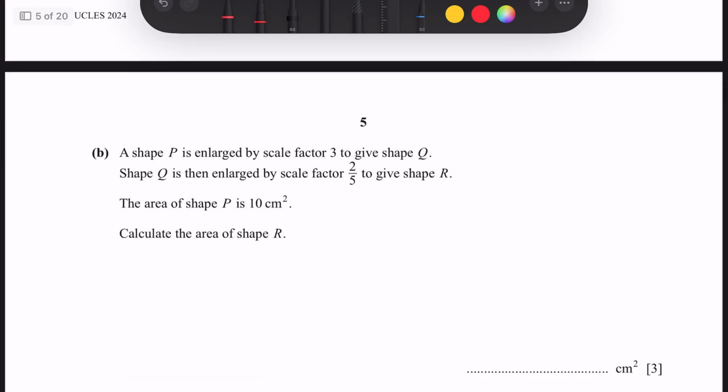Now B says that a shape P is enlarged by scale factor 3 to give shape Q, and shape Q is then enlarged by scale factor 2 by 5 to give shape R. The area of shape P is 10 centimeters squared. Calculate the area of shape R.